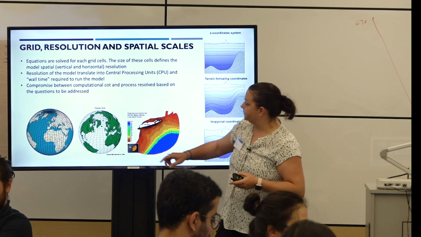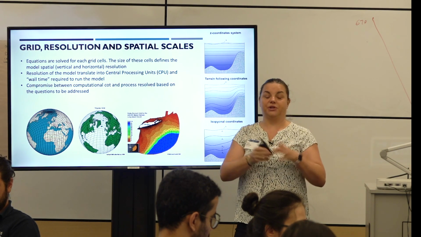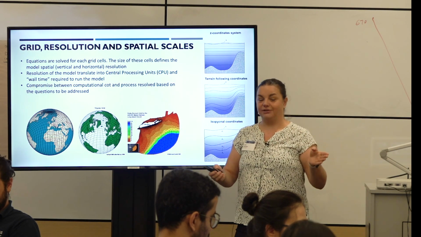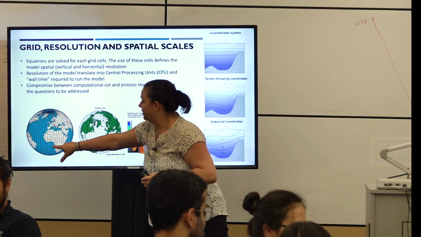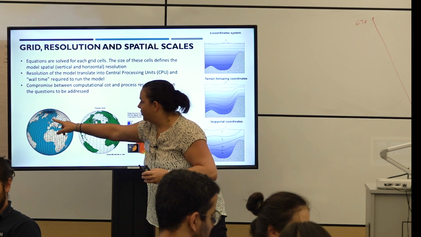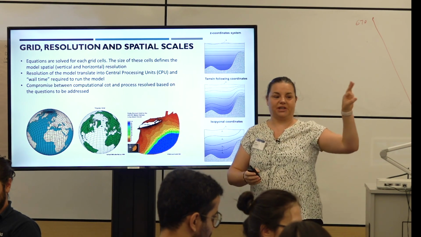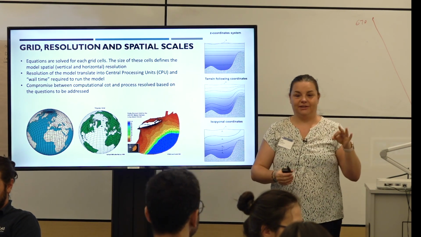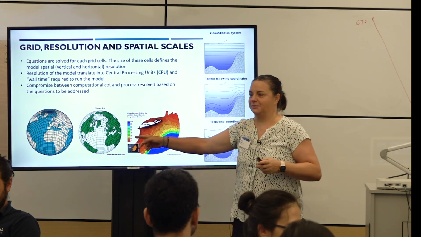So the equations in a model work on every grid cell. So the more grid cells you have, the longer it's going to take to run. You can have a normal grid spatially, and this is very common. The problem is that at the North Pole and the South Pole, you end up with a gap with no data. And so the ocean modelers have come up with a very smart trick.